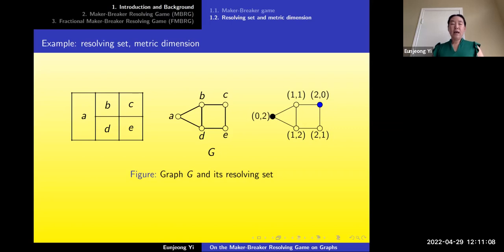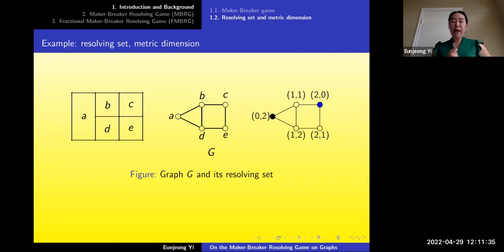So let's say this floor plan can be represented by a graph where a vertex represents each room, and two vertices are adjacent if and only if two rooms share a wall. So this graph G is a representation of this floor plan. And now if you look at it, let's say you install the first sensor in room A.